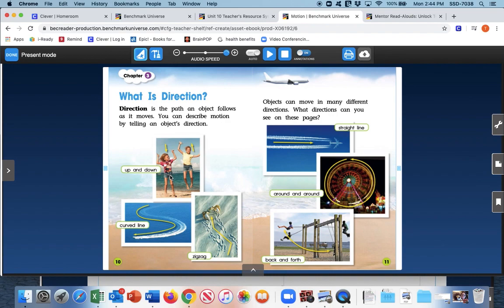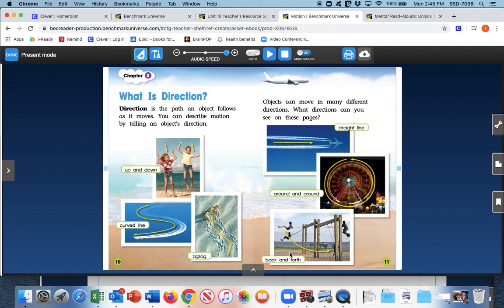If we keep going on this page, we see some other directions. Down here, it says curved line. And then it shows a line that is going around and around like this, which is representing a curved line. This one down here is showing a zigzag line, where we go straight, we go at an angle, but in a straight line, and then we turn abruptly this way and go straight again, and then turn again. Up here we have straight line. So this is showing this jet flying in a straight line. This is showing the words around and around, because the arrow here is going around just like this.